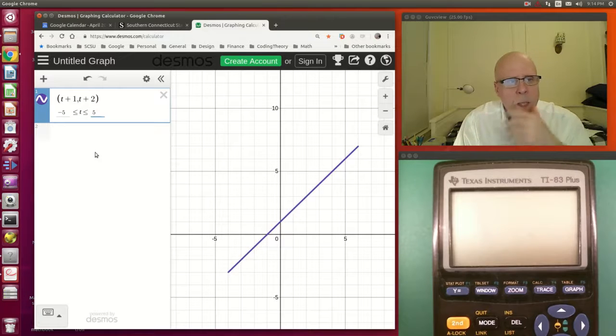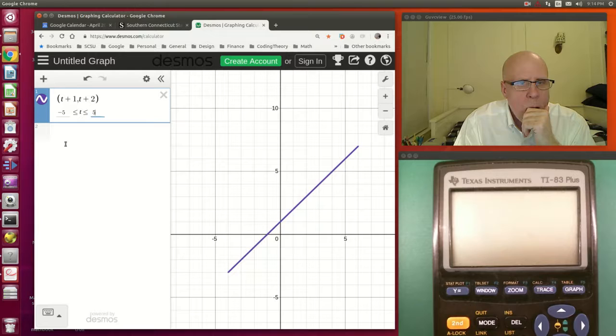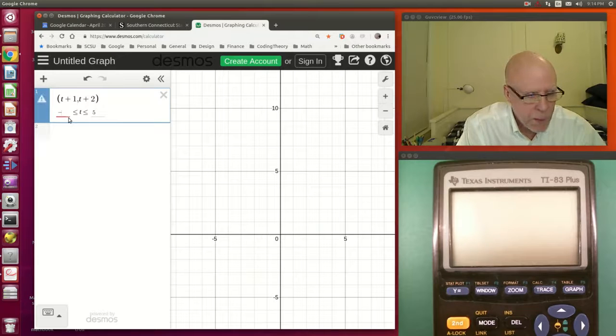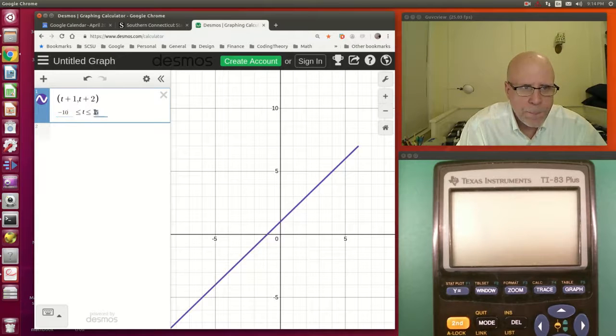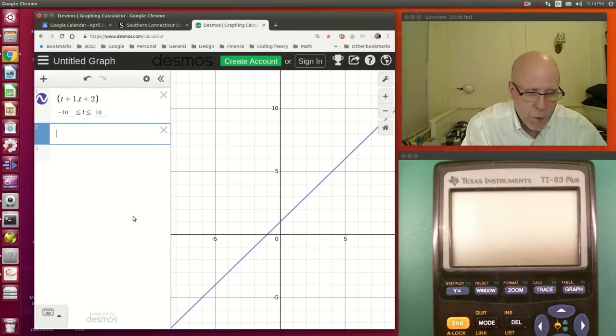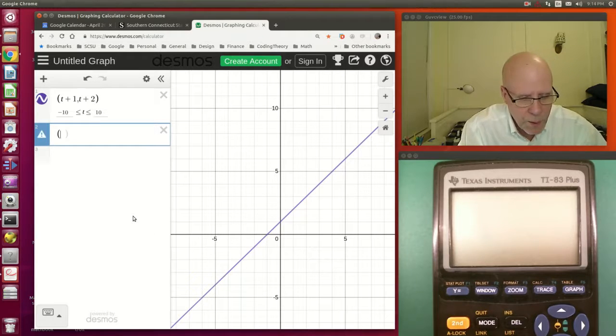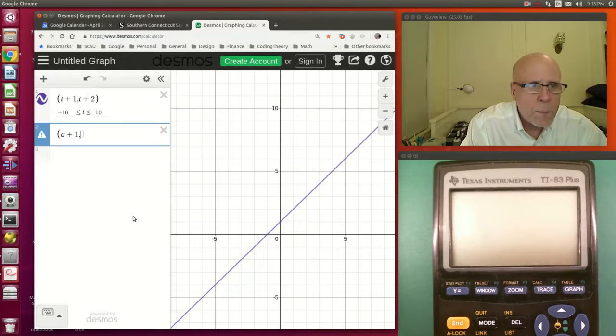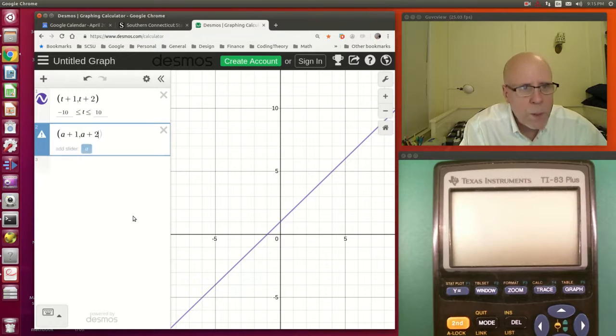Okay. Now, maybe a little farther, in fact, because I kind of like to see the graph filling the window. So how about -10 to 10? Now I'm going to plot a point that has that same parameterization first. So the point will be, let's call it a plus 1, comma, a plus 2, and we'll add a slider for a.